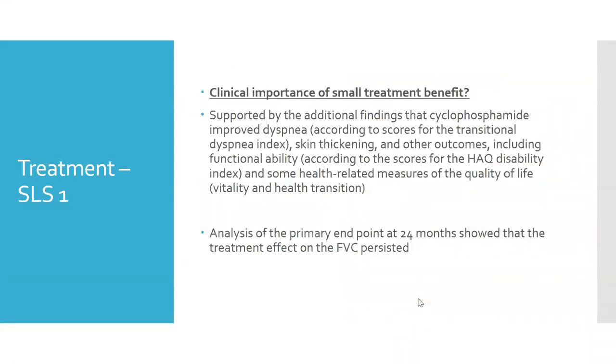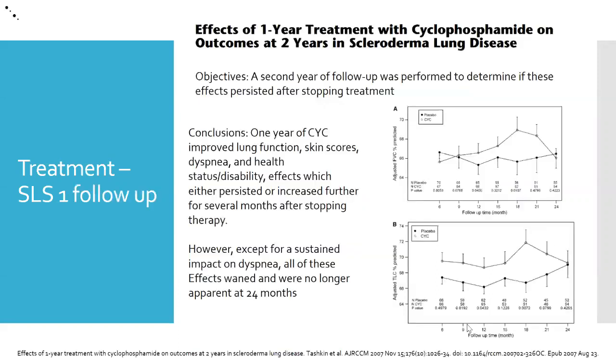What is the clinical importance of this small treatment benefit? The answer is yes, I think there was some improvement, because FVC is just one number, and I think this was supported by other things: improvement in their dyspnea indices, improvement in skin thickening, and their overall health-related quality of life measures. So not just looking at the FVC, but overall there was significant treatment benefit. And what was important was this persisted at 24 months in the longitudinal model.